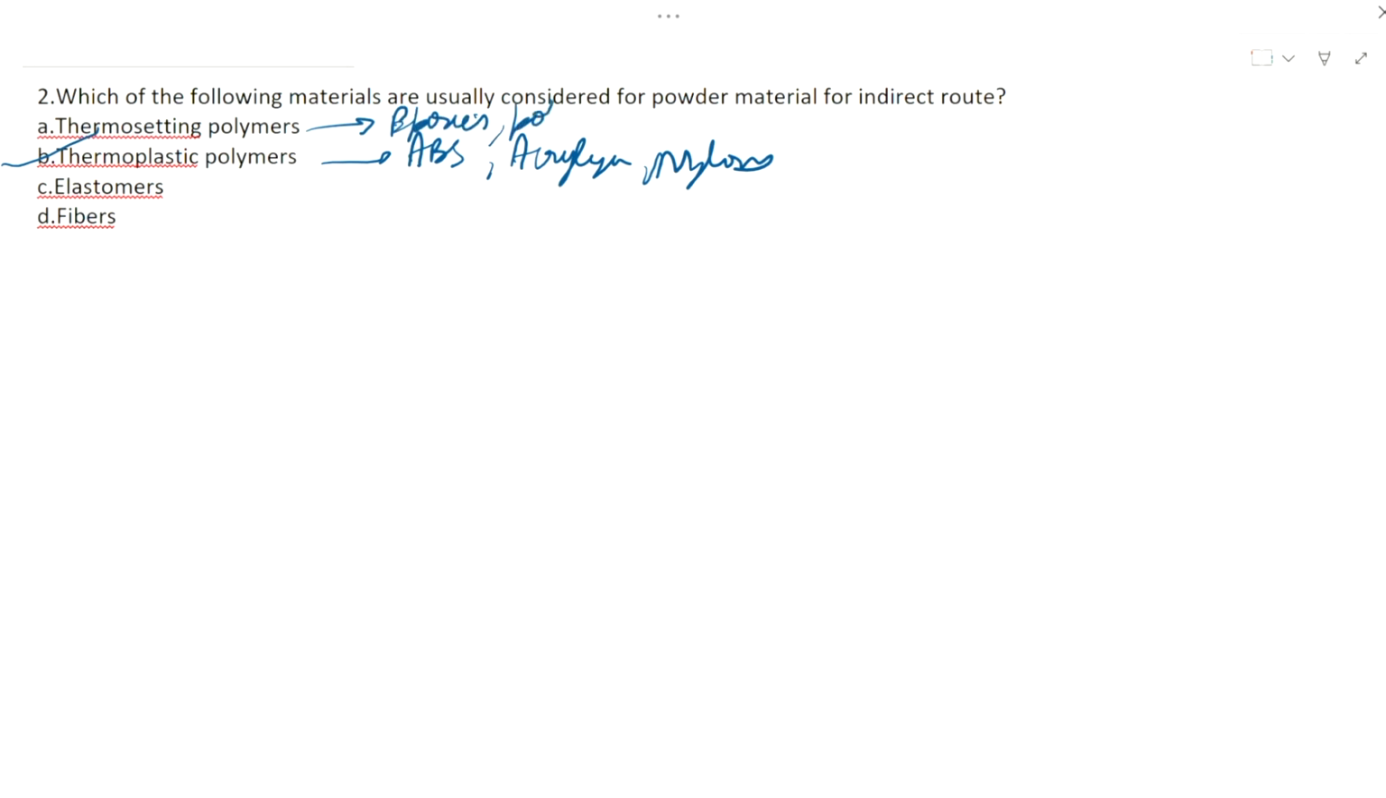Thermosetting polymers are epoxies, polyamides, phenolics. Elastomers are rubber, silicones, polyurethane. Now, in indirect SLS, we have coated powder particles, which are made up of material which has a very low viscosity. So these are the materials which can be used for powder material for the indirect route.